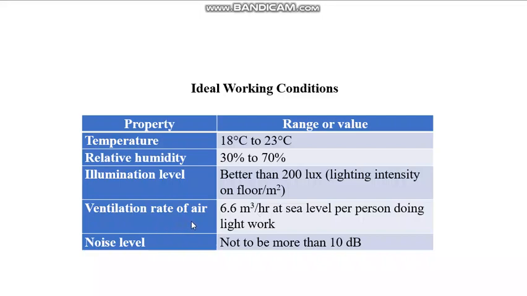Okay, so the ventilation rate of air is 6.6 meter cubes per hour at sea level per person doing light work. And then the noise level should not be more than 10 decibels. That's what they are saying. So these are the ideal working conditions. That means the working conditions in which the worker or the operator of the machine will feel comfortable.